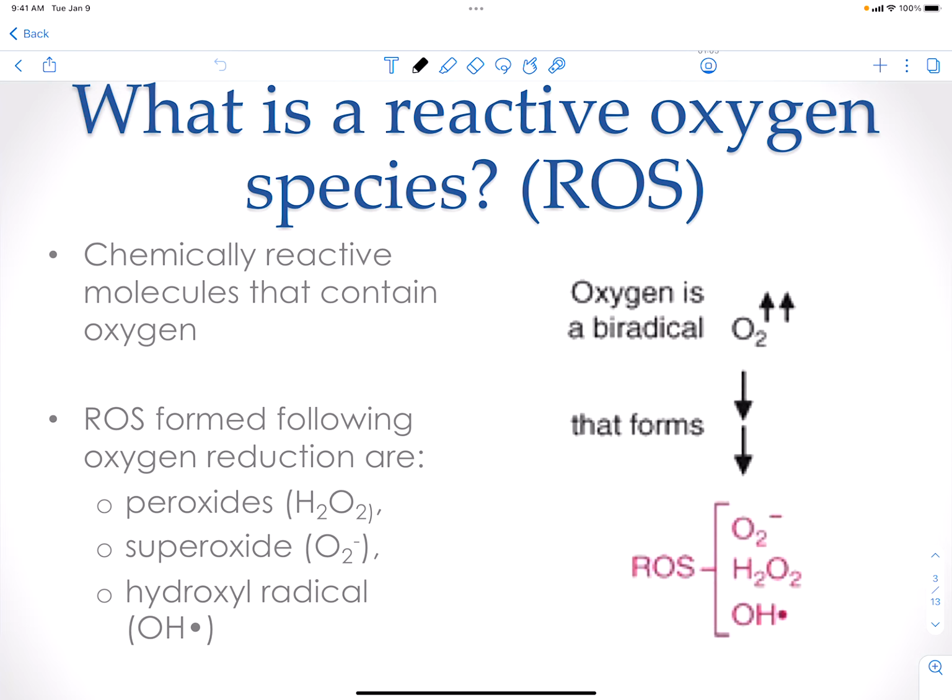You can also have a singlet oxygen and an alpha oxygen that could form. They're going to be generated primarily during mitochondrial oxidation, but they can also be generated in different organelles that have a high use of oxygen, such as the endoplasmic reticulum and peroxisomes.